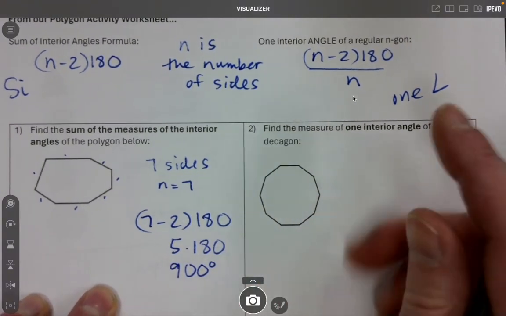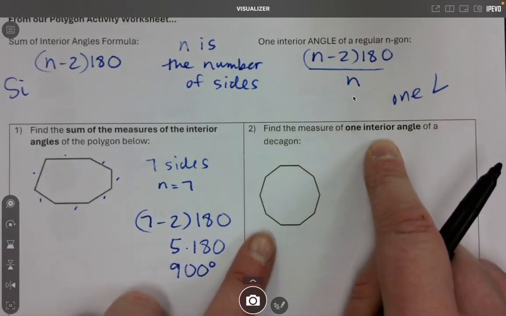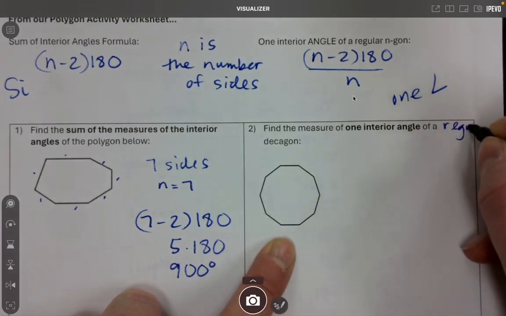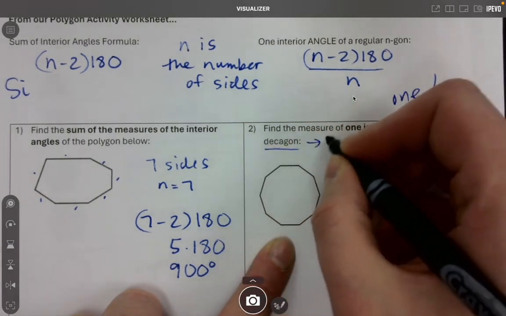Same thing. Oh, nope, this one doesn't say the same thing, does it? It says to find the measure of one interior angle of a decagon. And I think this is really of a regular decagon. So we're going to assume that that's what she's trying to say here. So a decagon has 10 sides.